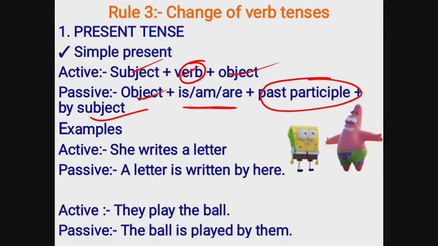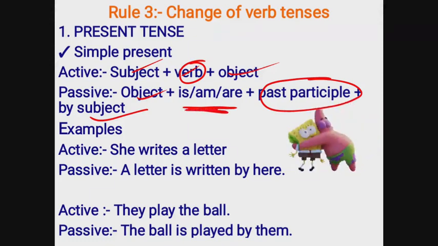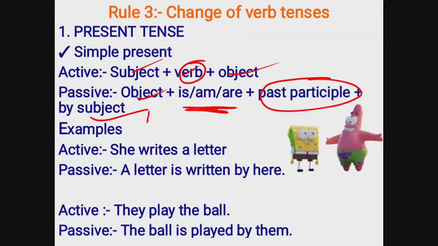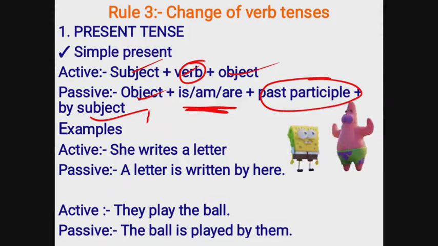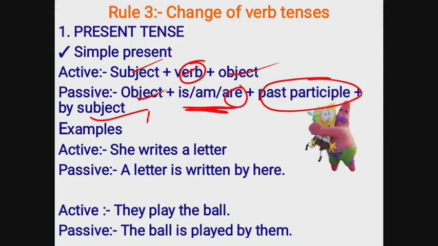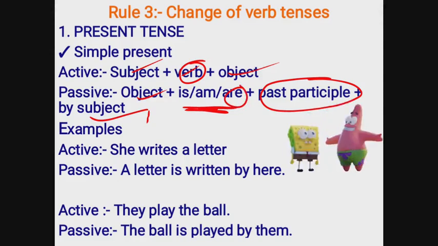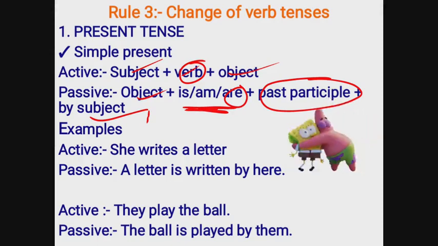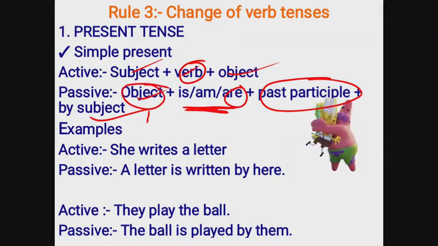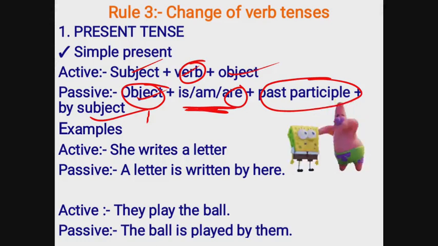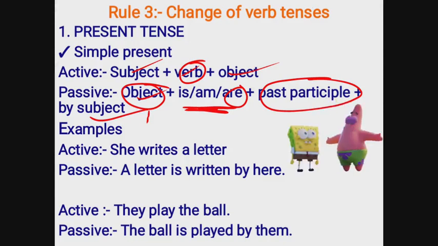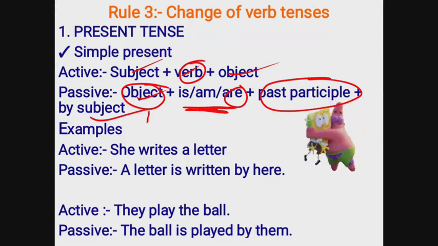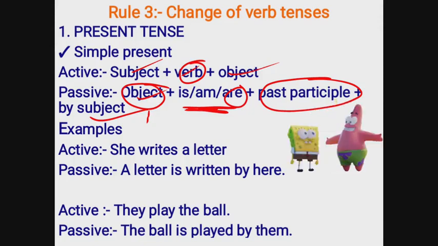Now, when it comes to this auxiliary verb, if the object you're talking about is singular, if it's one, we use is or am. But if the object we're talking about here is more than one, we use what? Are. So are is a plural verb, is and am are singular verbs. They all depend on the object we are talking about here. Let's look at some examples. Active voice: She writes a letter.